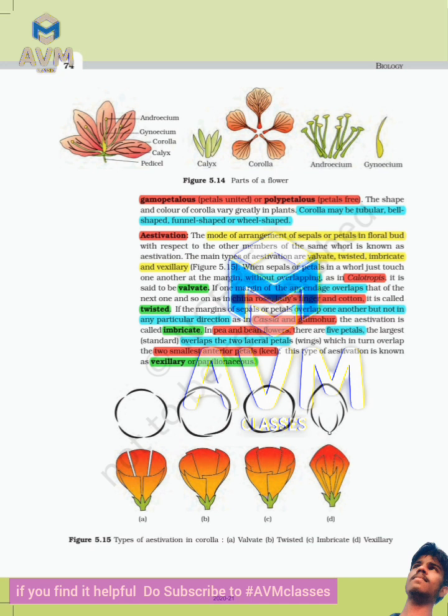If one margin of the appendage overlaps that of the next one and so on, as in China rose, lady's finger and cotton, it is called twisted. If the margins of sepals or petals overlap one another but not in any particular direction, as in cassia and gulmohar, the aestivation is called imbricate. In pea and bean flowers, there are 5 petals. The largest overlaps the 2 lateral petals, which in turn overlap the 2 smallest anterior petals. This type of aestivation is known as vexillary or papilionaceous.